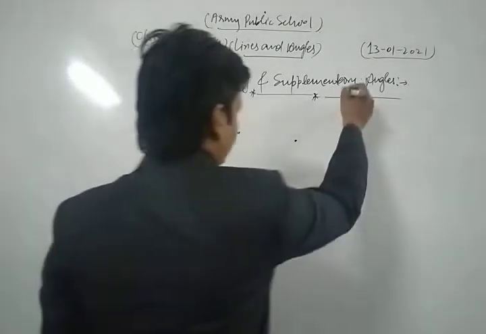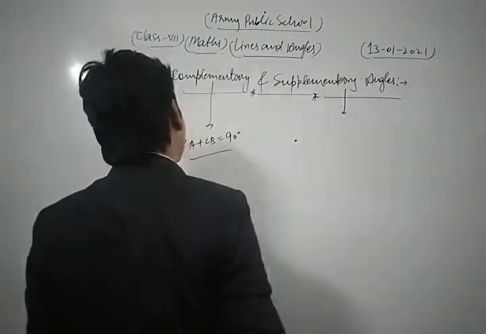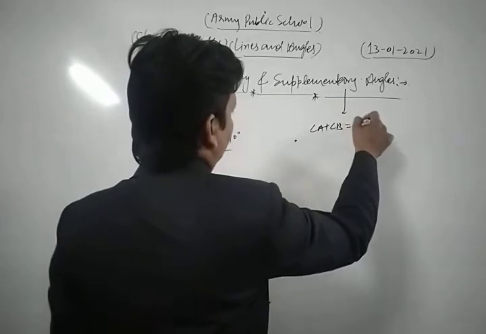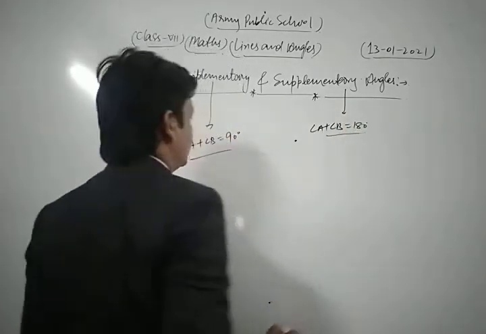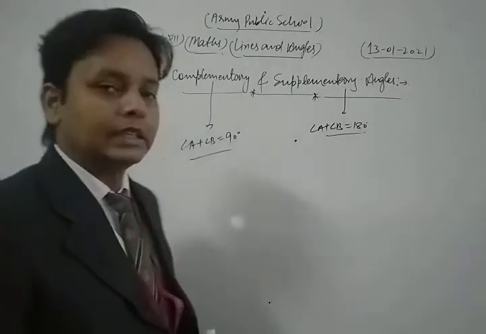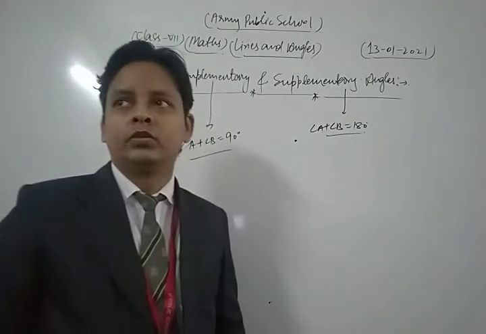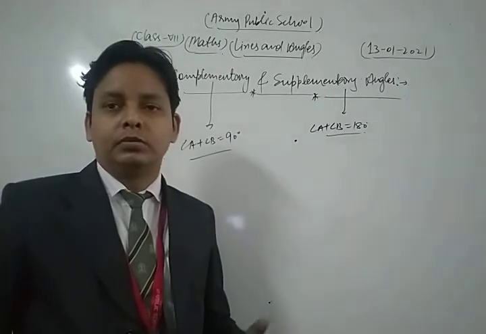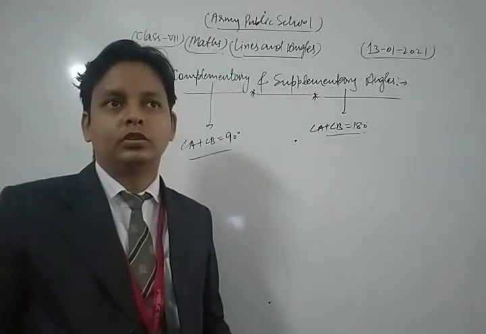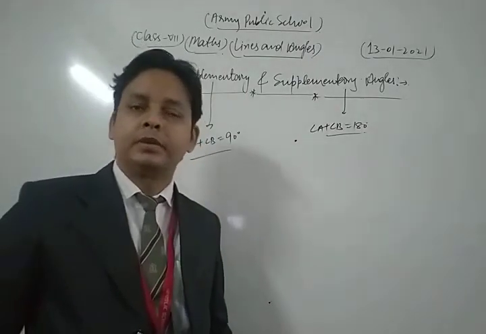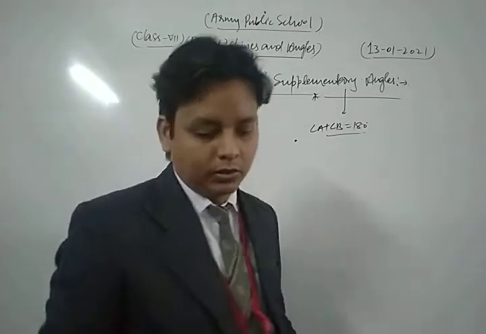For supplementary angles, two angles are said to be supplementary to each other if their sum of measures is 180 degrees. So this is the very important concept of complementary and supplementary angles. Now we take and solve some important questions based on complementary and supplementary angles. Let's see, dear students.